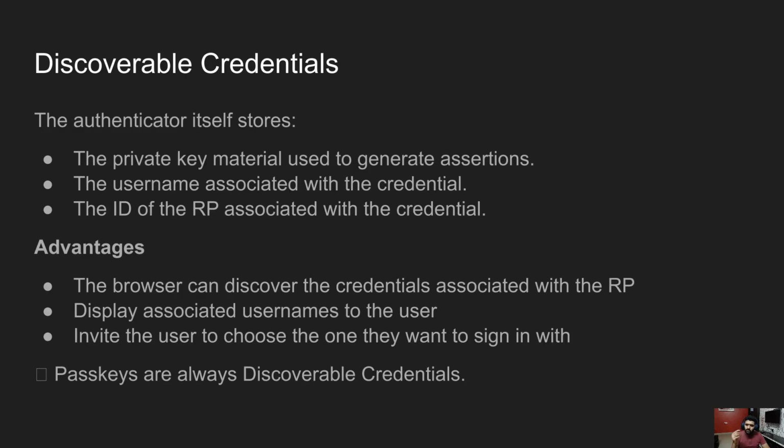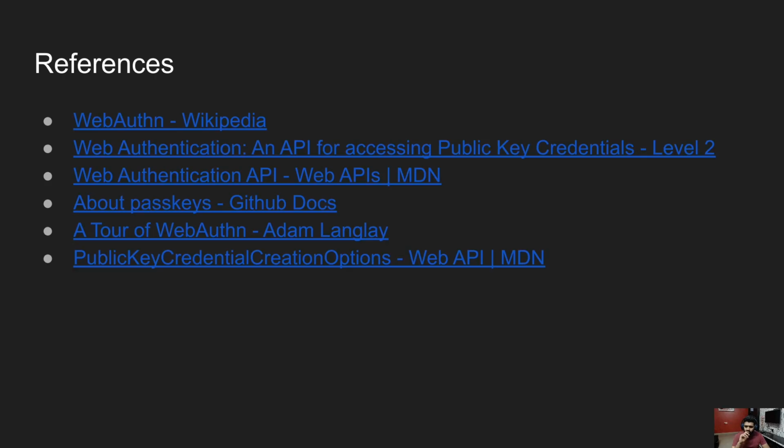Now, this is the discoverable credentials. In discoverable credentials, the authenticator itself stores the private key, username, ID of the relying party, and these things. The advantage is that the browser can discover the credentials associated with the RP, so it can display the usernames and you can choose which username you want to log in as. And passkeys are always discoverable credentials. These are the references. You can look at these.